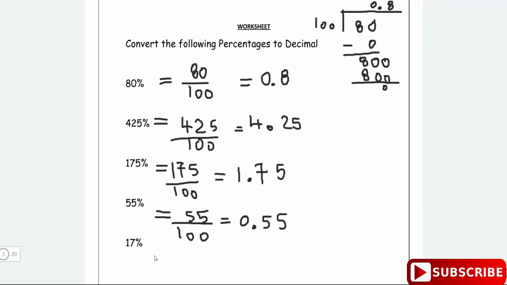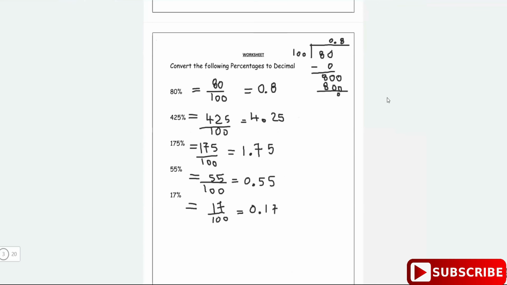Finally, 17% as a decimal, that is 17 divided by 100. But what is 17 divided by 100? That is equal to 0.17. That's it. Nice and easy. That's how we convert percentages to decimals. To convert a percentage to a decimal, you convert it to a fraction first, and then from a fraction to a decimal.